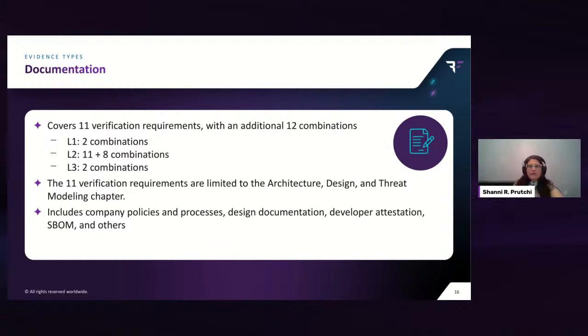The 11 verification requirements that only need documentation are all in the architecture, design, and threat modeling chapter. And when we talk about documentation, we're including discussion of policies and processes, application design documents, such as functional security requirements, interviews with developers, software bills of material, and other documentation associated not just with the development of the application, but also with the security maturity of the organization itself.